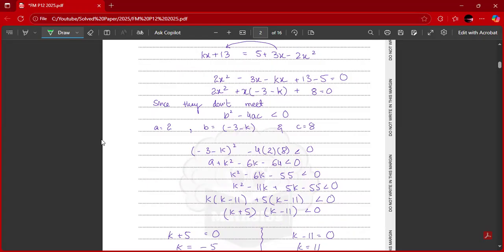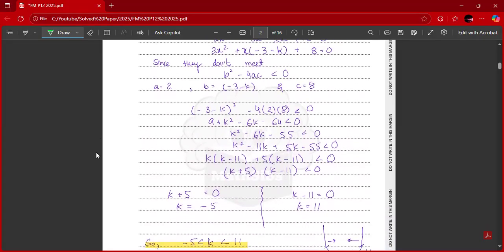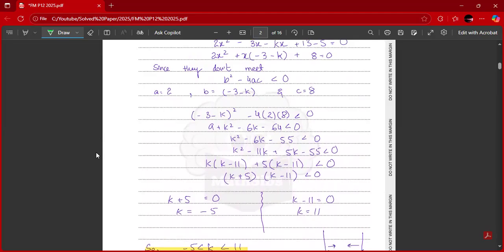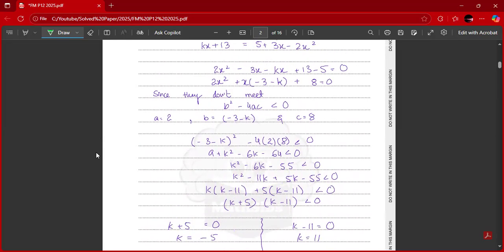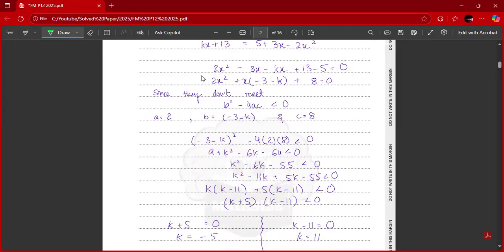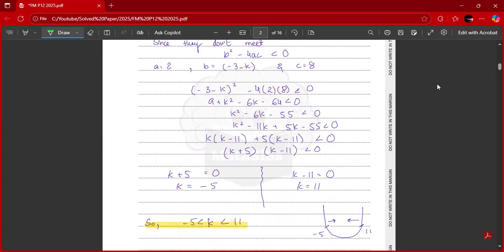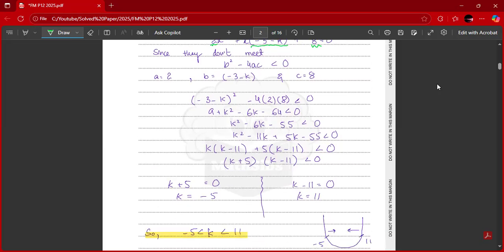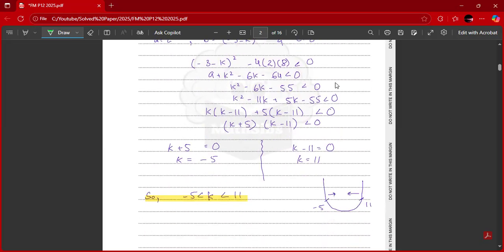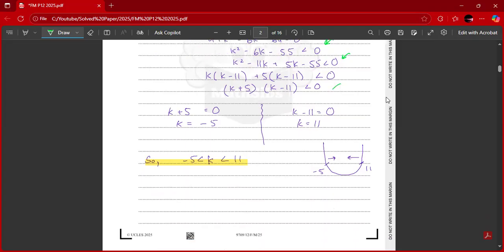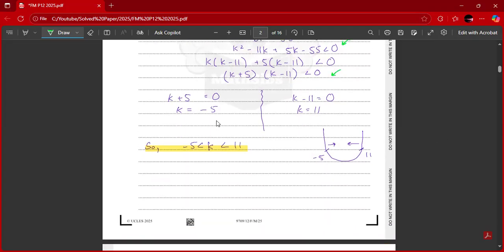Now we know that if the line and curve do not meet, the discriminant b squared minus 4ac should be lesser than 0. In this equation, this is my a, this whole thing is my b, and this my constant is c. Keeping that in mind, we will solve b squared minus 4ac lesser than 0, open the brackets, solve it, and then we get an equation for k. We factorize it by splitting the middle term, and then we make the factors. Now we have the values of k as minus 5 and positive 11.